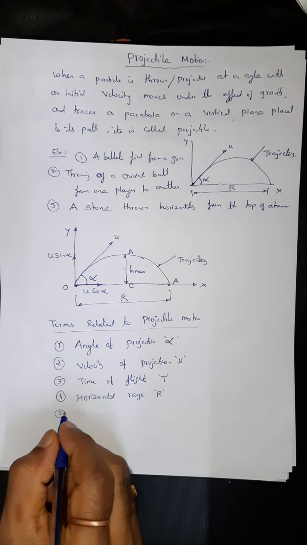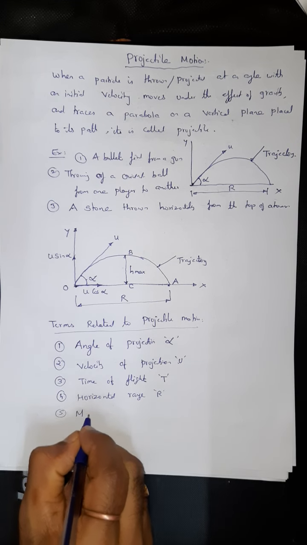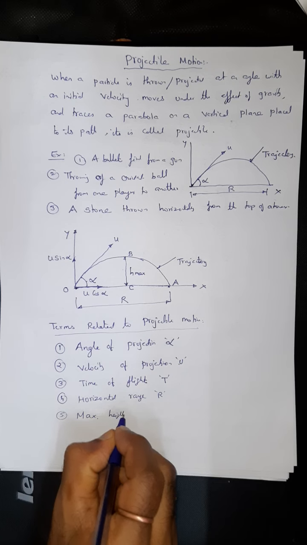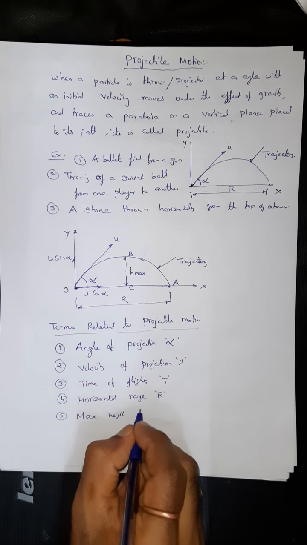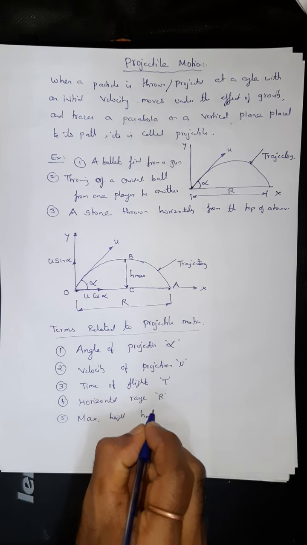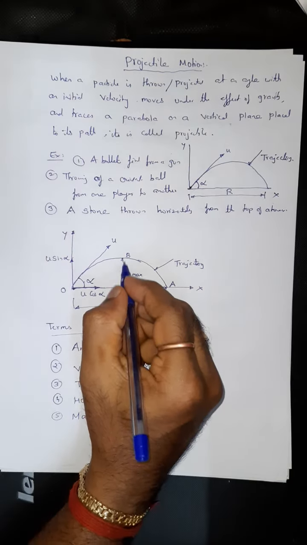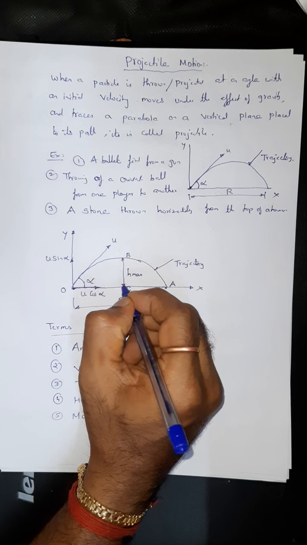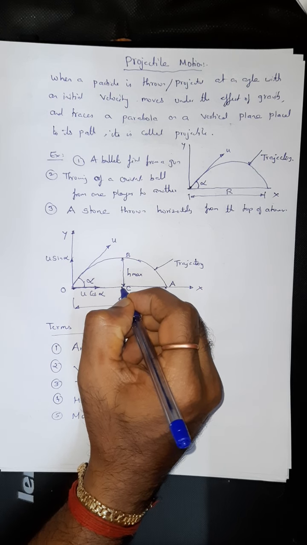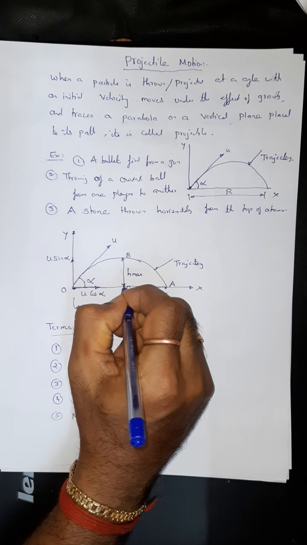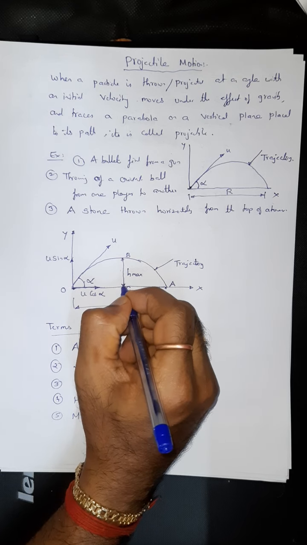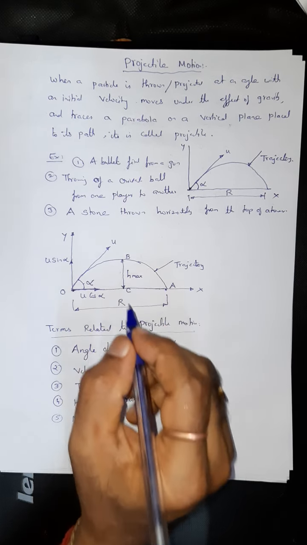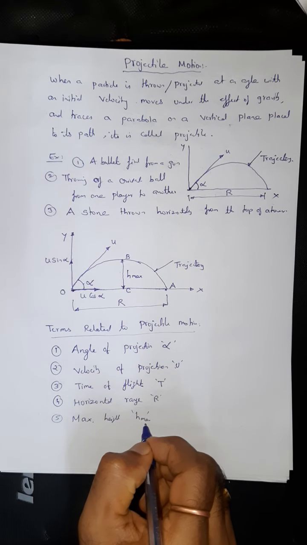Next term is maximum height, which can be denoted by h max. It is the maximum vertical distance of the projectile from the point of projection, and it is denoted by h max.